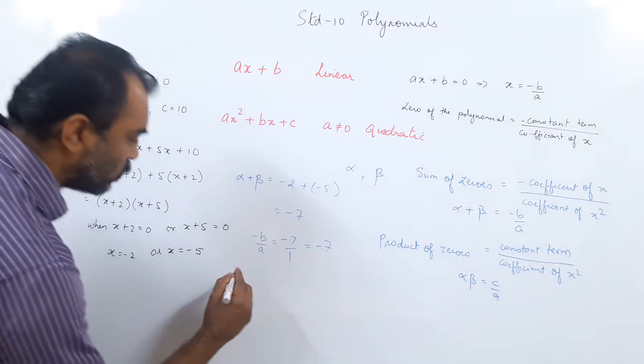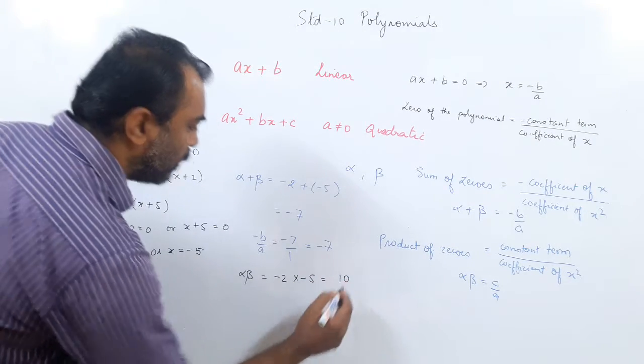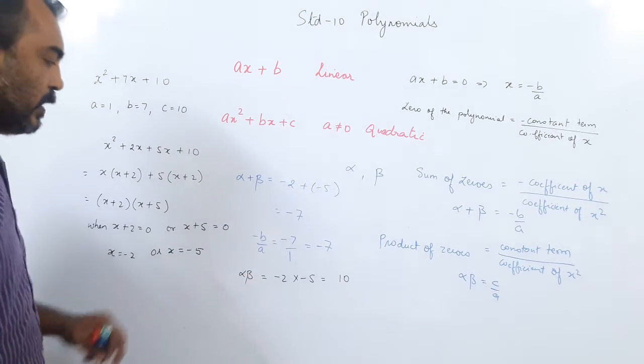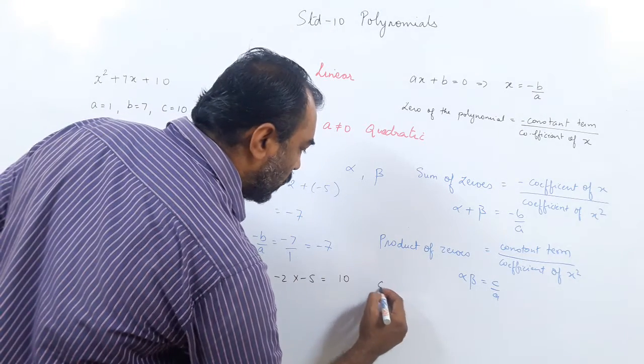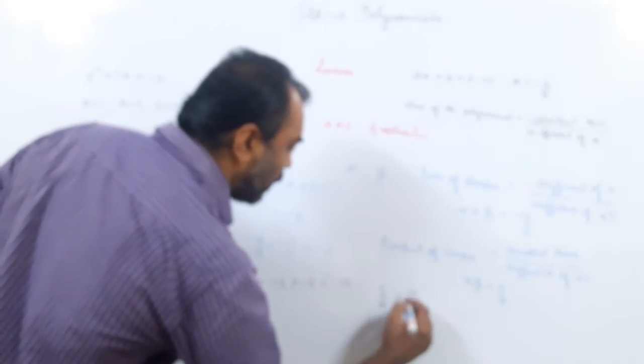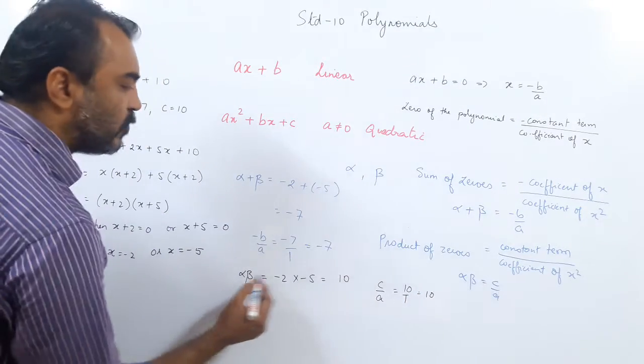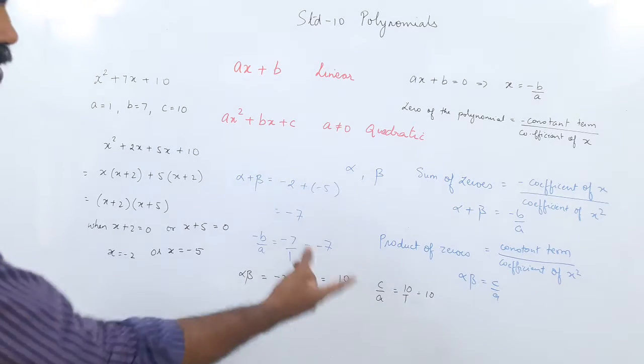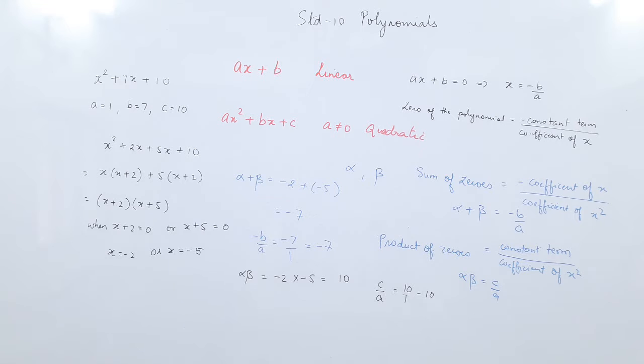Now let us take the product of the roots. Alpha into beta: minus 2 into minus 5. How much is that? 10. So alpha into beta is equal to 10. And what have we got for c upon a? What is c? 10. What is a? 1. So 10 upon 1 equals 10. So alpha into beta equals c upon a. We have found the roots and verified the relation between the coefficients and the roots of the quadratic polynomial.